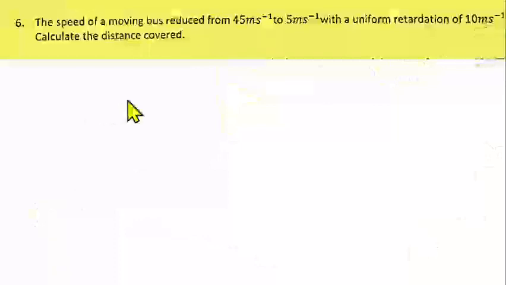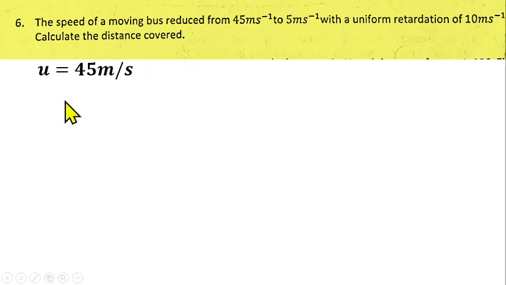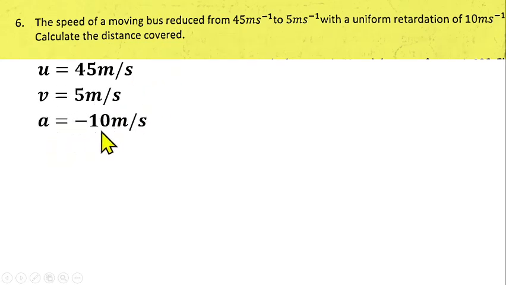So question number 6 is from motion. The speed of a moving bus reduced from 45 meters per second to 5 meters per second with a uniform retardation of 10 meters per second squared. Calculate the distance. So the initial velocity is 45 meters per second, the final velocity is 5 meters per second, and the negative acceleration, which is retardation, is minus 10 meters per second squared. So we have to calculate the distance, which is s.